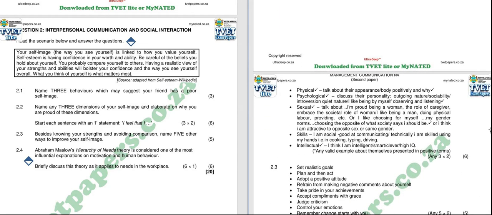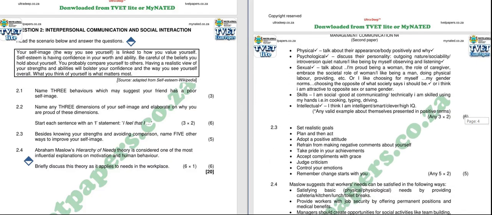So we have them as listed here, whereby we've got physical, psychological, sexual skills. In 2.3 we have got besides knowing yourself and avoiding comparison, name 5 other ways to improve your self-image. So 2.3, you have to set realistic goals, plan and then act, adopt a positive attitude, refrain from making negative comments about yourself, take pride in your achievements. So those are the points that we have on that part.